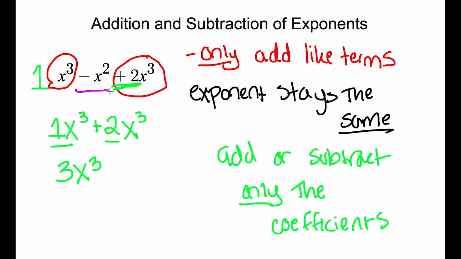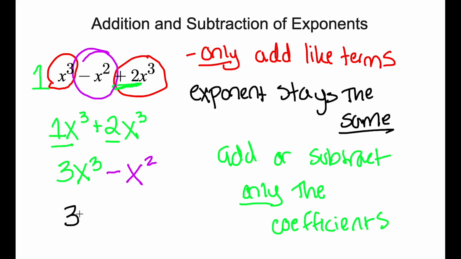So what do we do with this term that has no like terms? Since I can't combine this term with any other like terms, you bring it down the way that it is. This makes our final addition of these terms 3x cubed minus 1x squared.